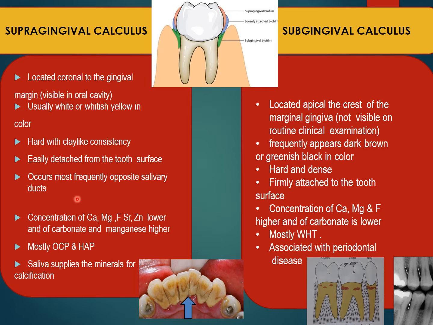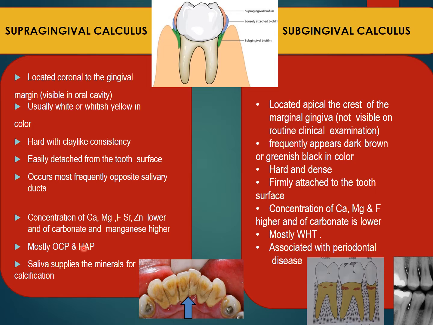Coming to the composition of supragingival calculus: the concentrations of calcium, magnesium, fluoride, strontium and zinc are lower, and of carbonate and manganese higher, whereas in subgingival calculus the concentrations of calcium, magnesium and fluoride are higher, and of carbonate lower. Mostly octacalcium phosphate and hydroxyapatite crystals are seen in supragingival calculus, whereas whitlockite is mostly seen in subgingival calculus.